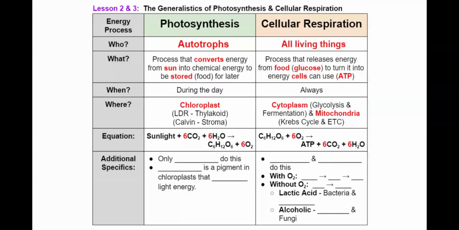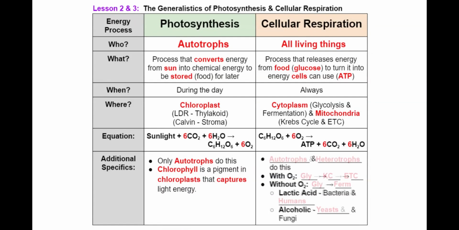Now, we know that sometimes organisms don't have enough oxygen. And in that case, we do have something that happens without it. So we'll come back to that in just a second. Let's jump over to our photosynthesis additional specifics. Now, we know that only autotrophs do this, and that chlorophyll is a pigment in chloroplast that captures that light energy. That's definitely going to be a question. Now, let's jump back over here.